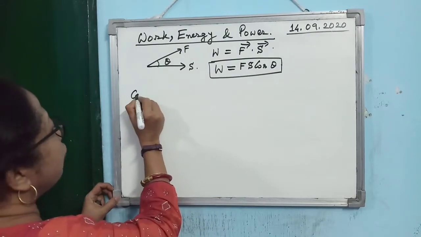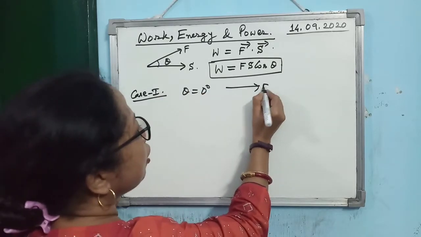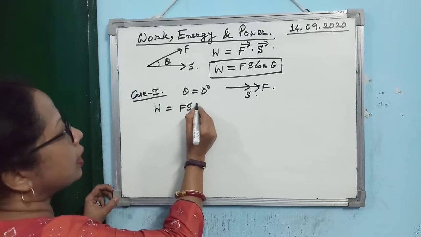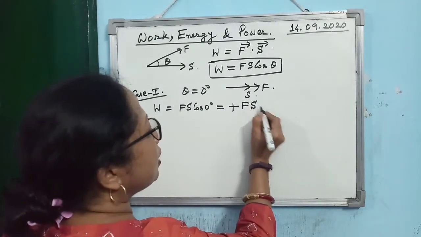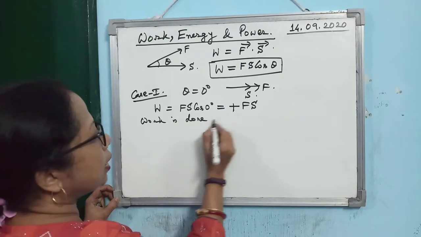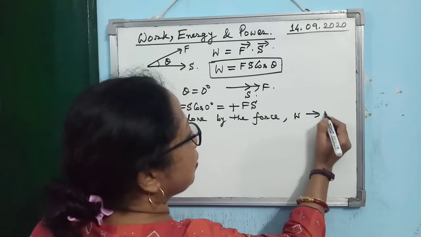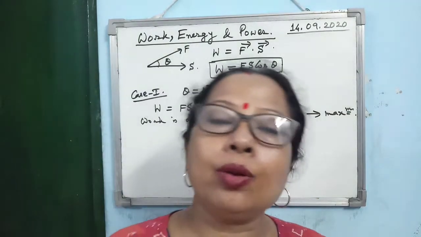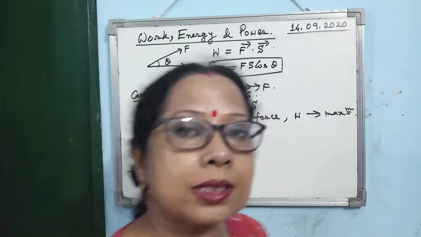The first case: if you consider theta is equal to 0 degree, it means force and displacement are in the same direction. Then work done will be Fs cos 0 degree. Cos 0 degree is plus 1. So work is done by the force, and not only that, work done is maximum. Is that clear? In this case, when force and displacement act in the same direction, who is doing the work? Force is doing the work and work done is maximum.